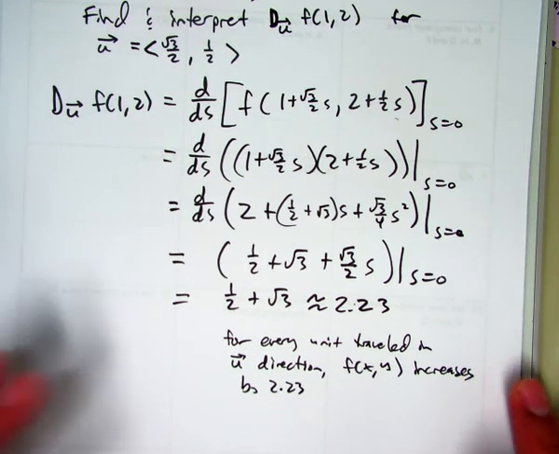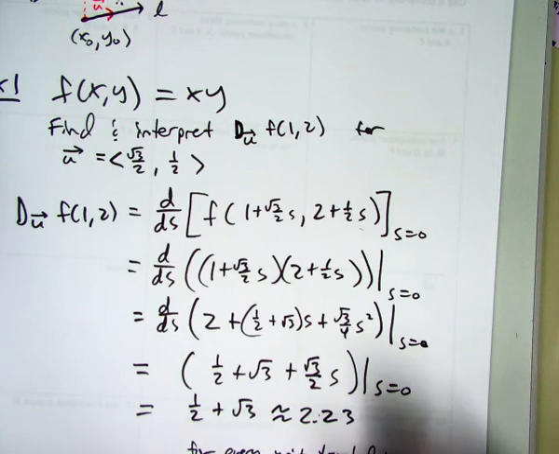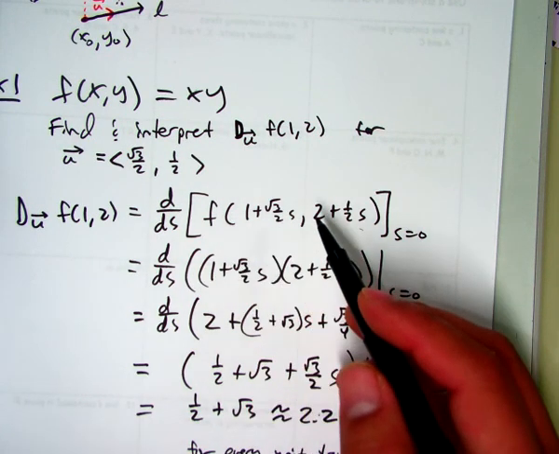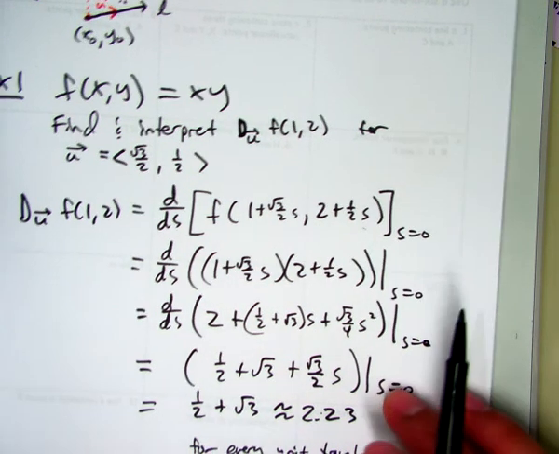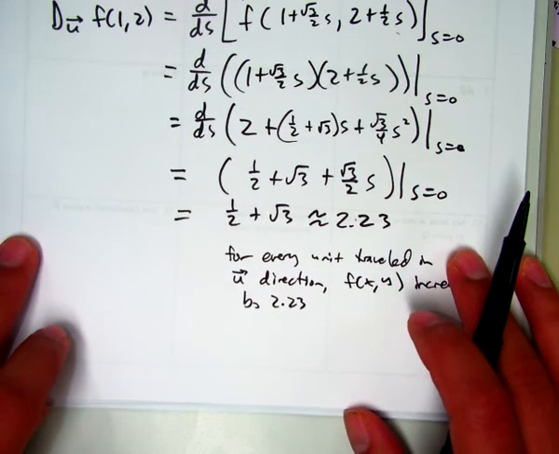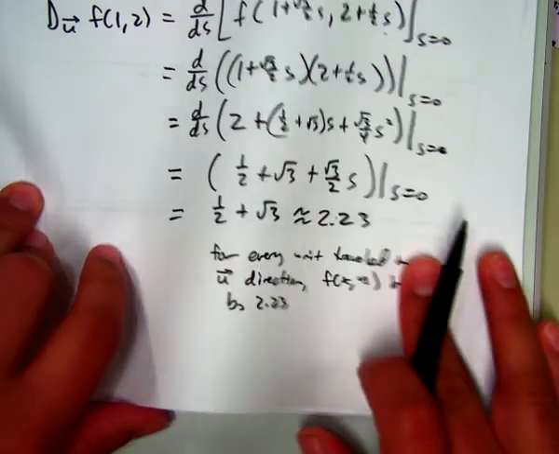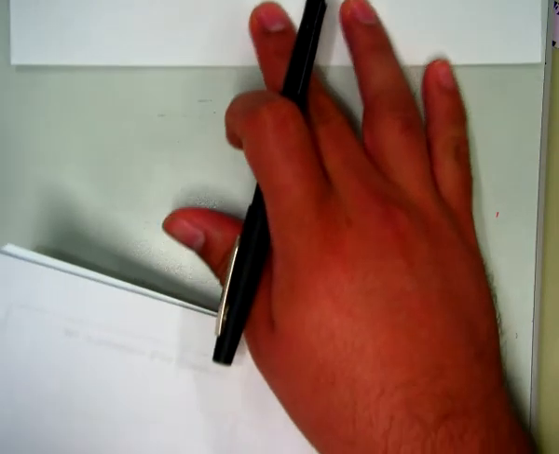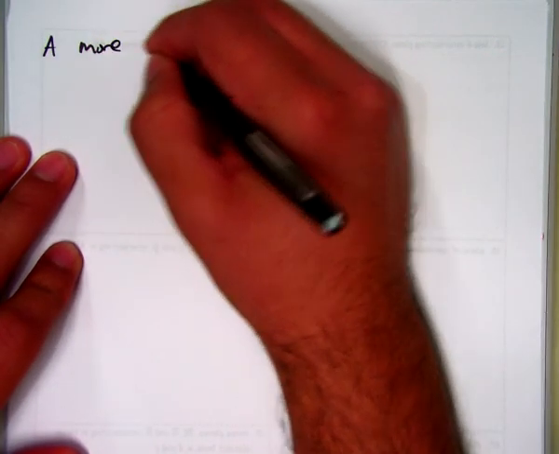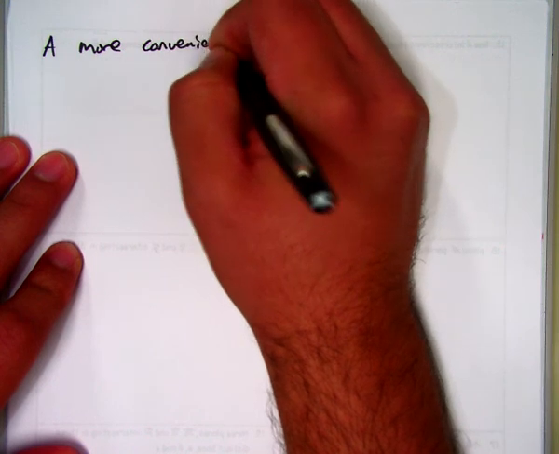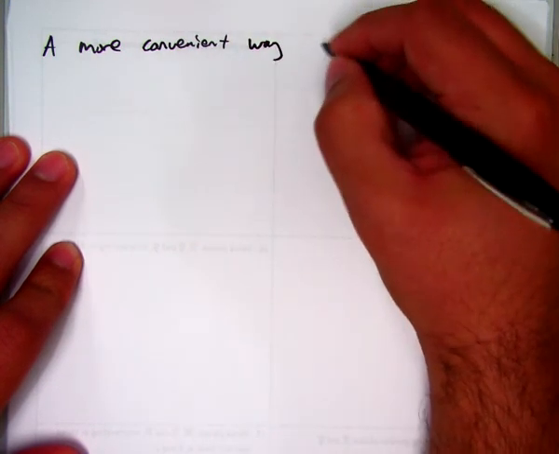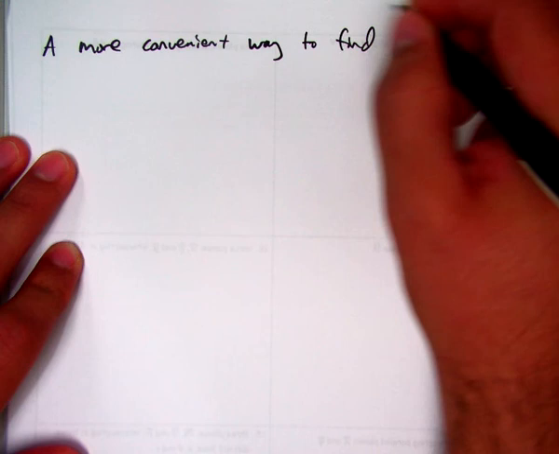In 3 variables, it's the same thing. You'd have d/ds, you have f of x, y, and then a z term. It's the same concept, so I'm not going to waste the time doing an example with that. Instead, I do want to get to this, though. A more convenient way to find directional derivatives.